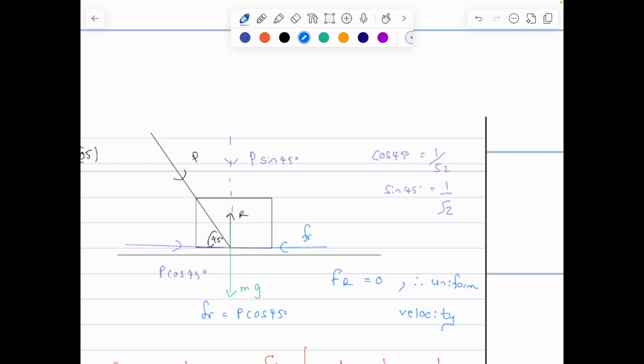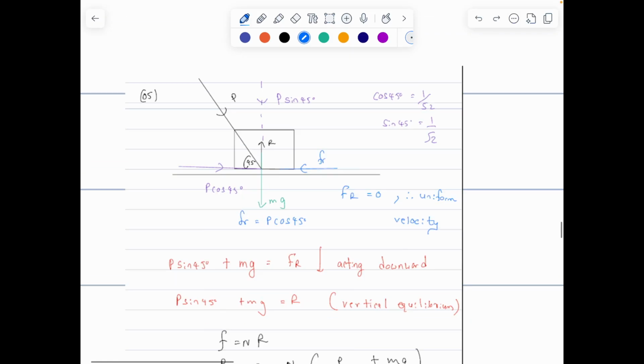Right, so P sin 45 contributes to increasing the reaction on the object because it's acting downwards, reaction on the object increases. P cos 45 is acting forward, so it's trying to accelerate the object forward. But they have mentioned in the question that this object goes at a constant velocity, which gives us a clue that P cos 45 has to become equal to the friction. P cos 45 has to become equal to the friction. Right? I hope you understood that.